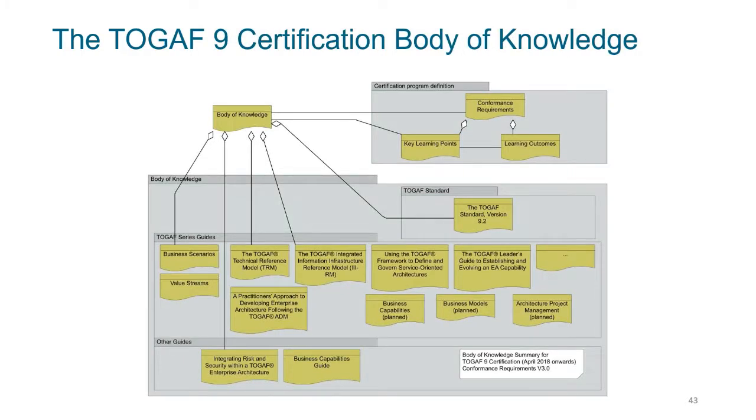So the certification body of knowledge, again, if you take a closer look at the body of knowledge for TOGAF now, we've got at the top left the certification program definition, whereby there are certain conformance requirements that need to be met by what we call learning points and learning outcomes that are coming from all the TOGAF body of knowledge associated with the series guides and the core and so on and so forth. So this is merely to show you where the content of the body of knowledge is coming from, as a series guide and core guide, and what the examination is going to look at in that body of knowledge.